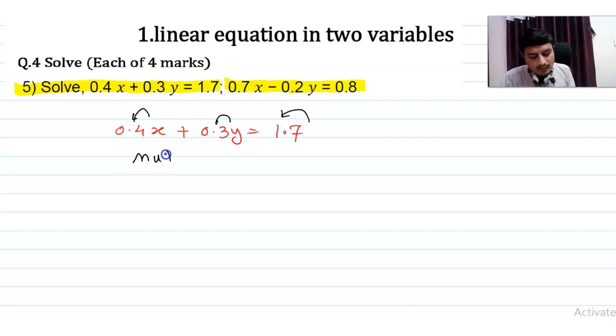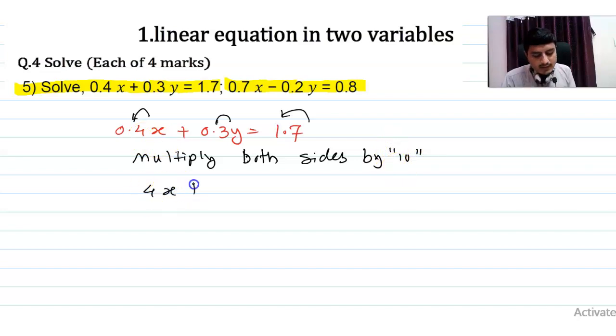So multiply both sides by 10, because there is a decimal after one place. To cancel out the decimal we multiply both sides by 10, so we get 0.4 into 10 is 4, so 4x, plus 0.3 into 10 is 3, so 3y, equals 1.7 into 10, which is 17. Call it equation number 1.